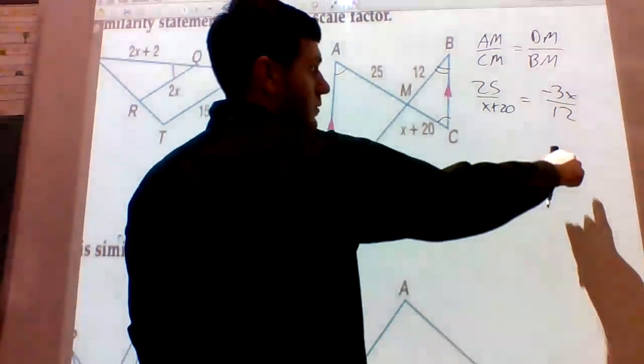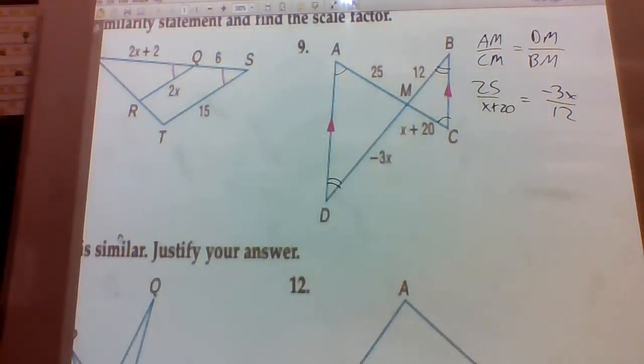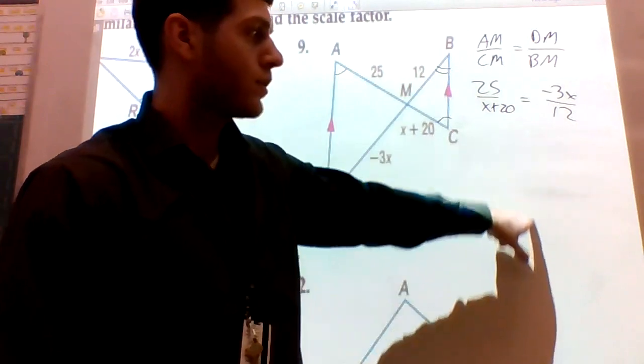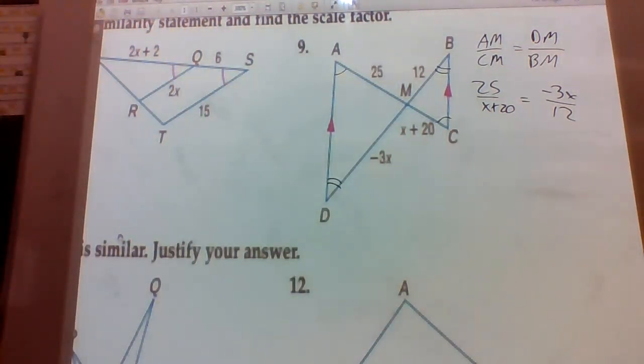Cross multiply. So I think this one, again, we're going to have to factor. So let's just stop there. This is how you would set up the proportion, though. You'd have to go down, solve for x, and plug it in to find our scale factor. But you won't have to do anything that complicated on the test.